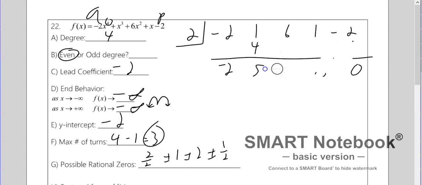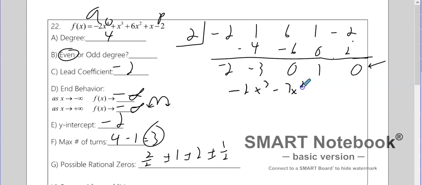Where did I make a mistake? Well, I didn't pay attention to my signs, which happens. And some of you did this in the last test, and you didn't get 0 here, and you just moved on to the next problem. Pay attention. 2 times -2 is -4. That gives me -3 here, which gives me -6, 0, 0, 1, 2, and 0. So, -2 x cubed minus 3x squared, no x term, plus 1. Okay?